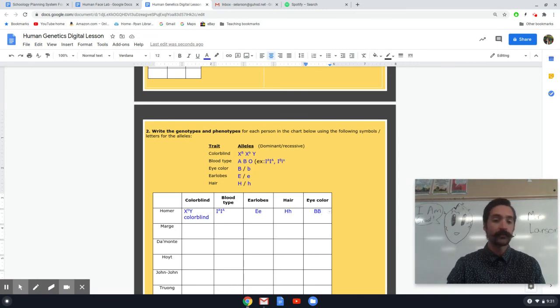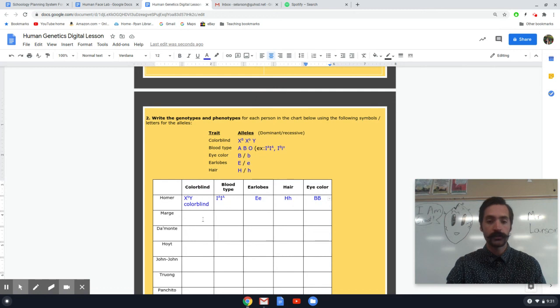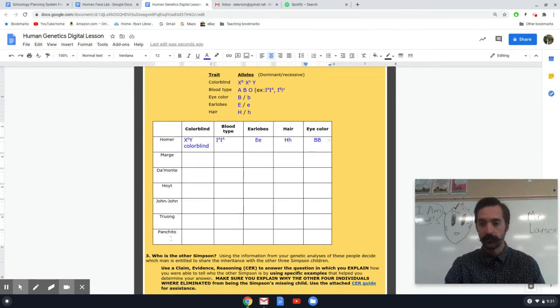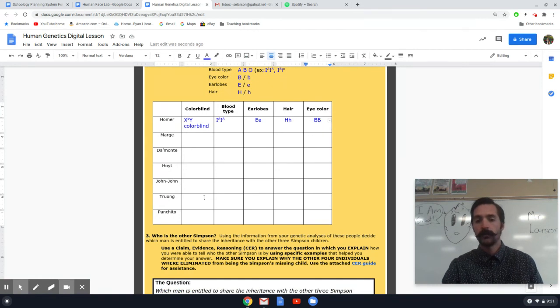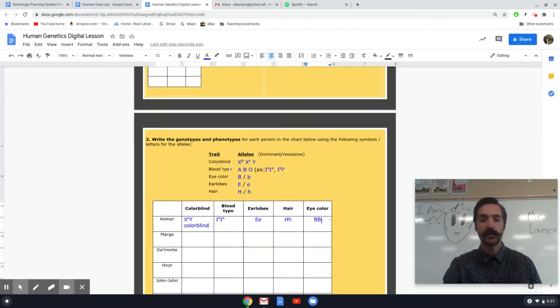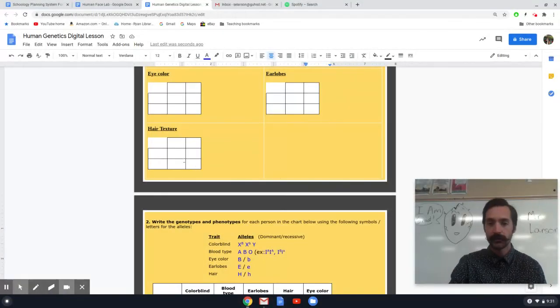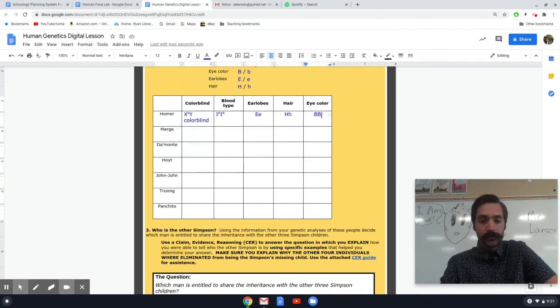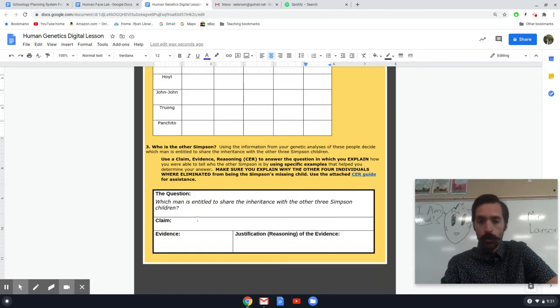So you're going to do this for every single person. You're going to look at Marge, DeMonte, Hoyt, John, Truong, and Panchito. Each of them is going to have their own characteristics. Then, using all this information, analyzing the possibility of different offspring and the actual physical characteristics of those children, of the possible people it could be, you are going to tell me who is the other Simpson.